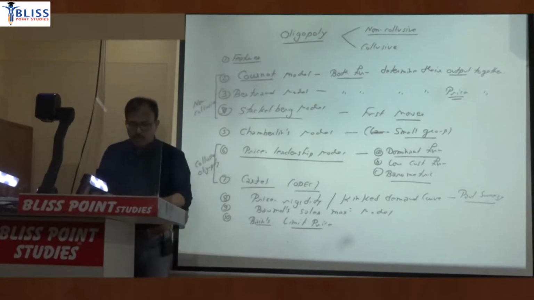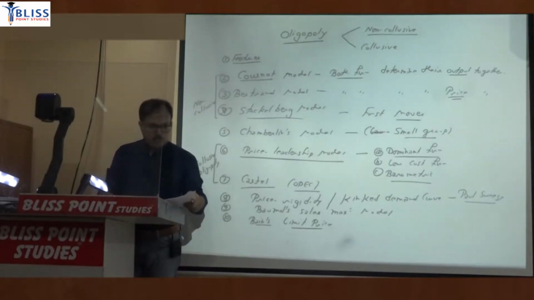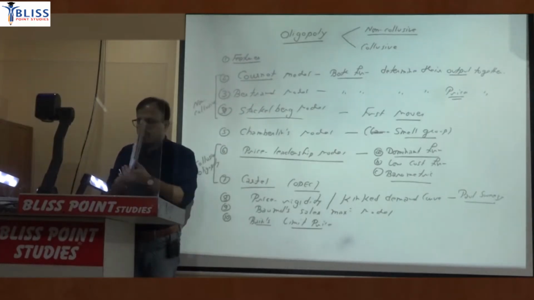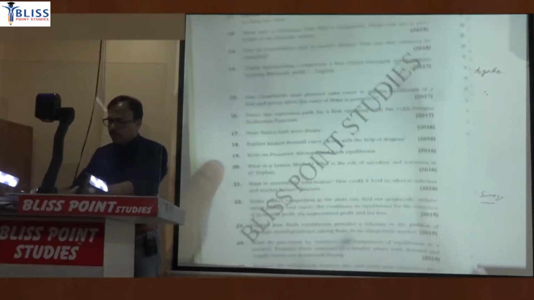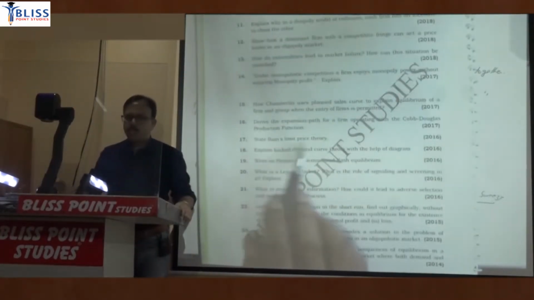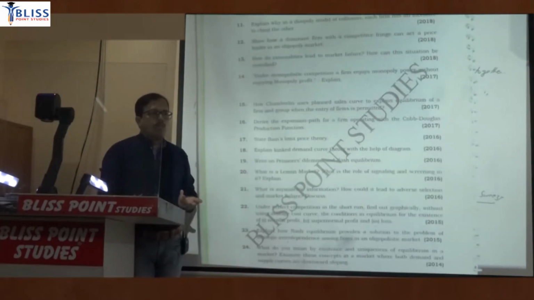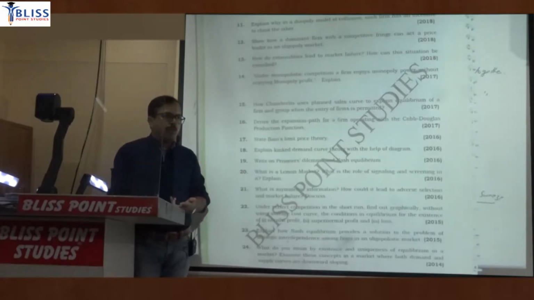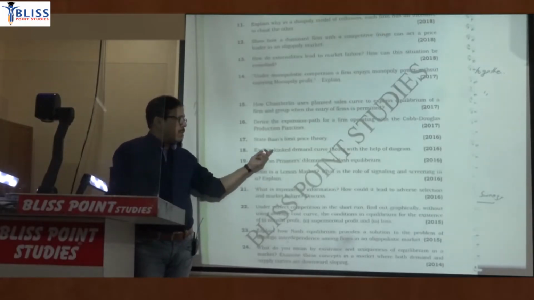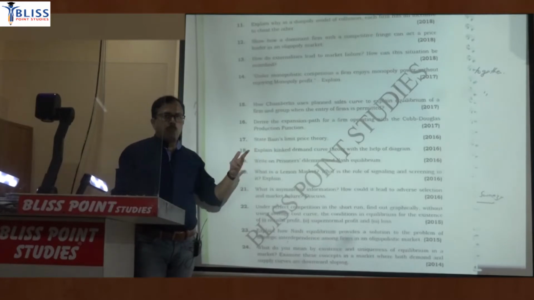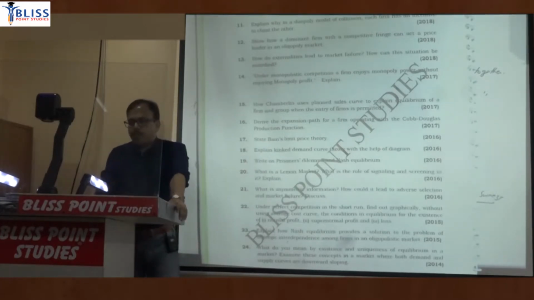So that limit price question was a 2016 question, direct: state Bain's limit price theory. But if you don't know what the concept given by Bain is, then this was a compulsory question. In such questions, if you have no idea what limit price is, what the concept of limit price was, then you should be knowing that part. There is a complete chapter in Koutsoyiannis on limit price, on Bain's limit price.